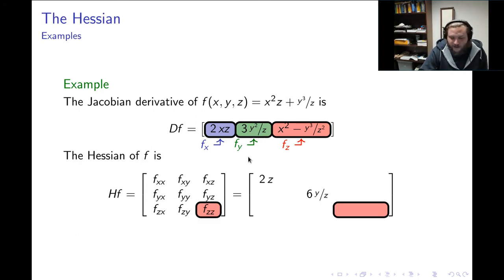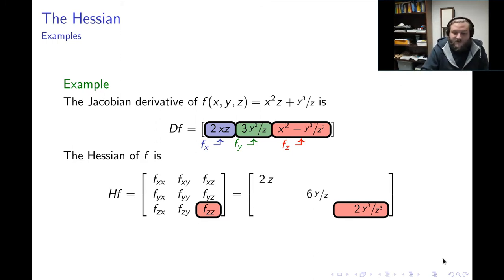And if I look at the third diagonal entry, that's f sub zz. That's the partial derivative of x squared minus y cubed over z squared with respect to z. If I take that partial derivative with respect to z, I should end up with 2 times y cubed over z cubed. So this first term goes to 0, and the second term is really negative y cubed times z to the negative 2, and when I differentiate, I get 2 y cubed over z cubed. So that's the diagonal entries, which are the second order non-mixed partials.